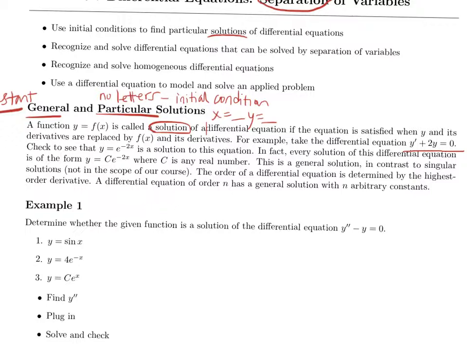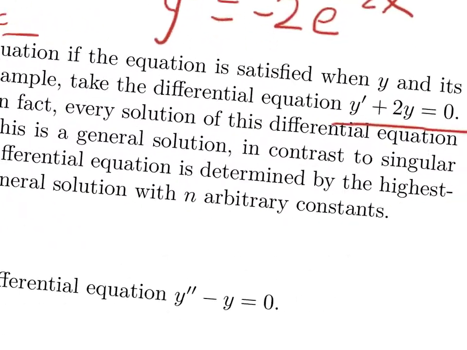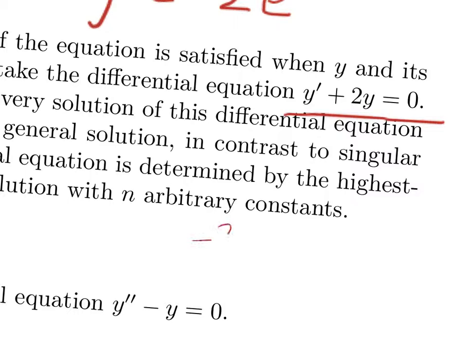If I take this function, y equals e to the negative 2x, and want to check and see, is this a solution? Well, I plug in, what is y prime? If y is e to the negative 2x, what is y prime? In that case, y prime is negative 2 times e to the negative 2x. So if I now plug it in to this equation here, I get negative 2 e to the negative 2x plus 2 e to the negative 2x equals 0. Is that a true statement?